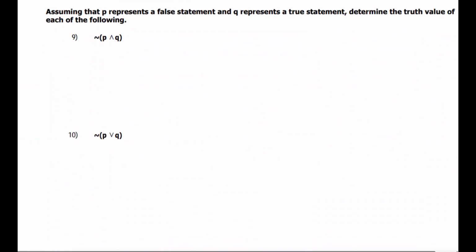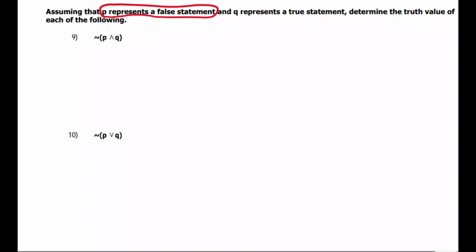Okay, I'm going to keep going. Number 9 and 10. Assuming that P represents a false statement and Q is a true statement, determine the truth value of each.